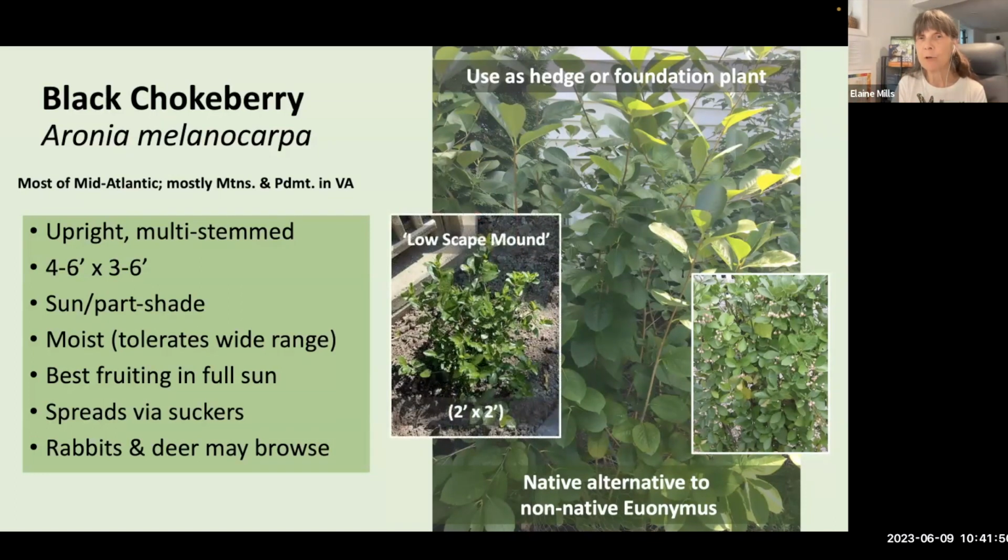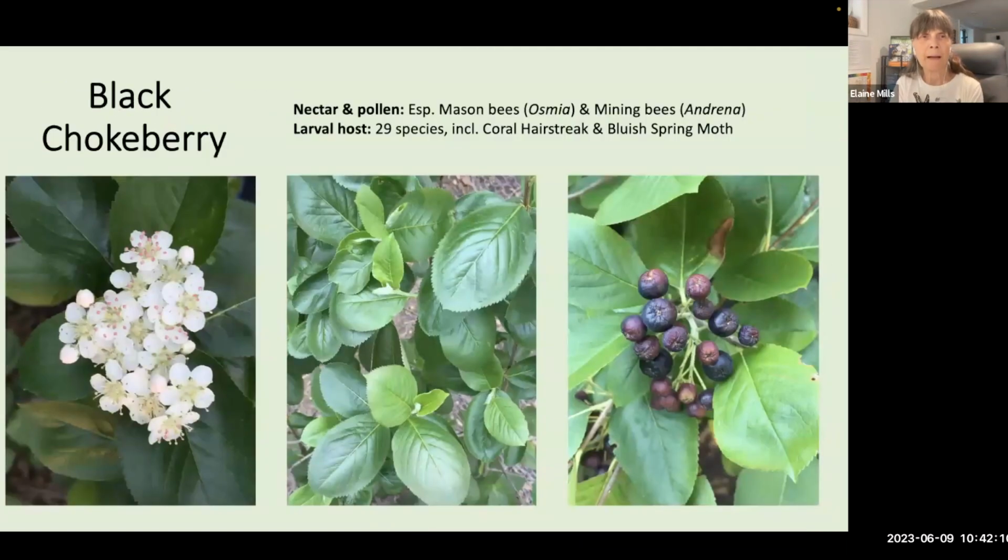We've sometimes introduced Low Scape Mound into our gardens at only 2 feet high and wide. It's very attractive as an edging plant at the front of beds. It will have the same flowers, the same leaves, and the same fruit as the full-sized species. Black chokeberry has white flowers with these very interesting pink anthers, and you'll see them from April to May. They provide nectar and pollen, especially for our mason and mining bees.